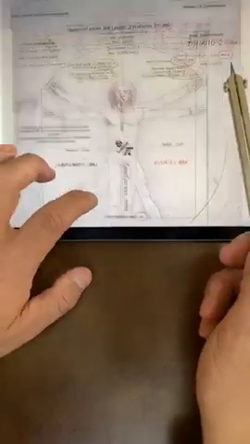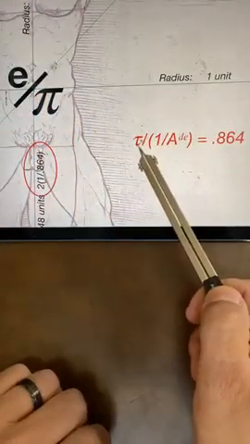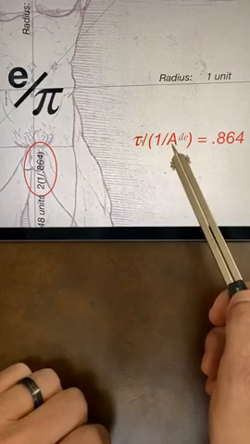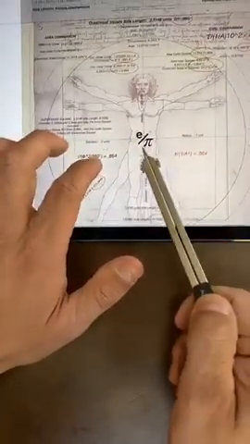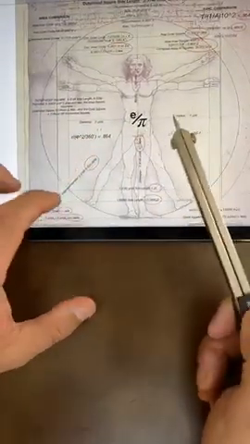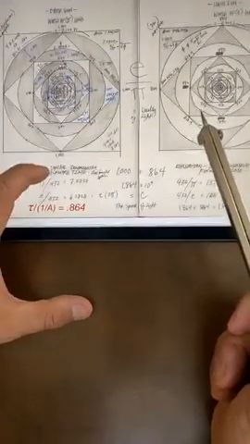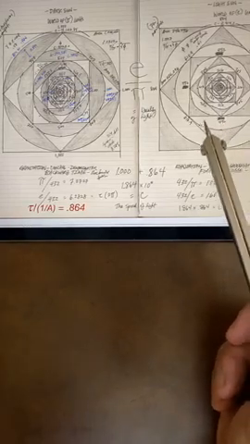It also introduces this new concept of tau, right? Tau being 2 pi. So 2 pi divided by 1 over alpha in its decimal measurement equals 0.864, which Euler divided by pi also equals, that ratio of 0.864. Now, one other thing to remember is we have 86,400 seconds in one day. Now, that's kind of remarkable in and of itself.